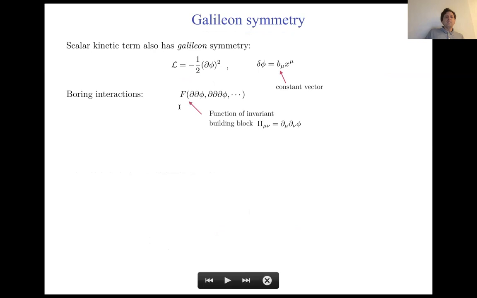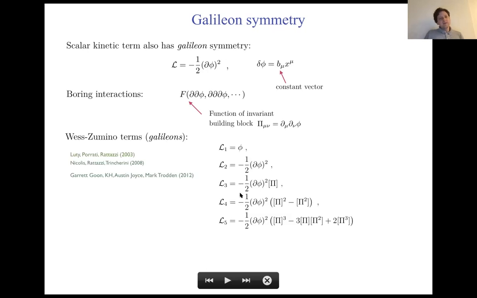And now there are boring interactions where I can write down any function of things that have at least two derivatives on each field. So there's an invariant building block, which is two derivatives of the field, and it's exactly invariant under this shift, and these are, in some sense, the boring interactions. But there's a finite number of interesting interactions which have fewer than two derivatives per field. These are the so-called Galileon interactions, or Wess-Zumino terms. So there's precisely 5 of them here in 4 dimensions. In d dimensions, there'd be d plus 1 of them. And they have fewer derivatives per field than any of these boring interactions.